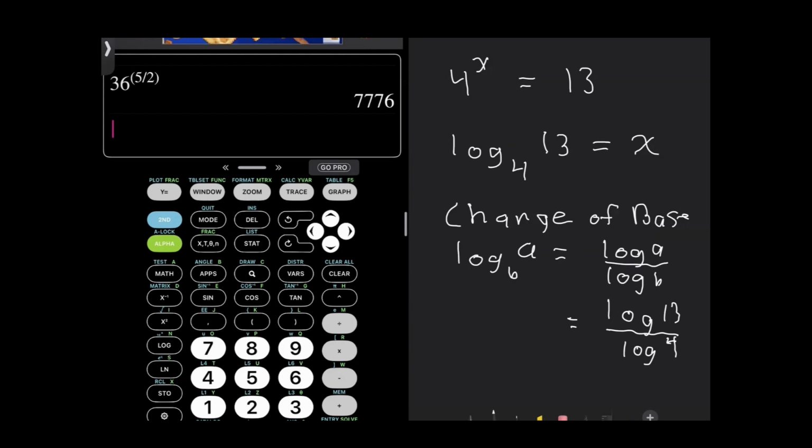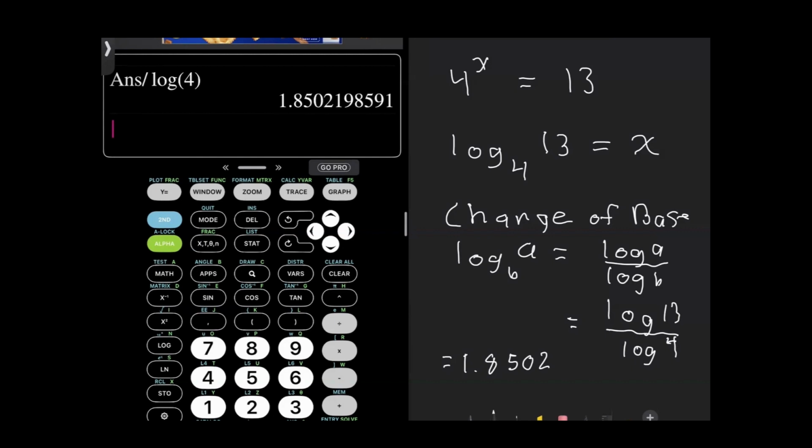So you take log of 13 and use parentheses, hit enter, divided by the log of 4, which is approximately 1.8502 if they want the 4 decimal places.